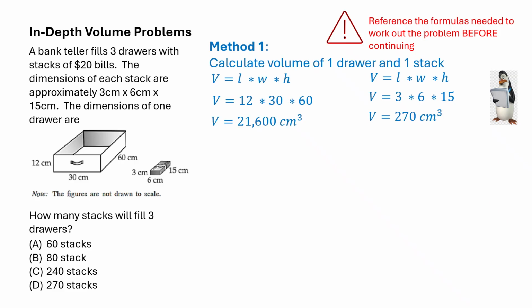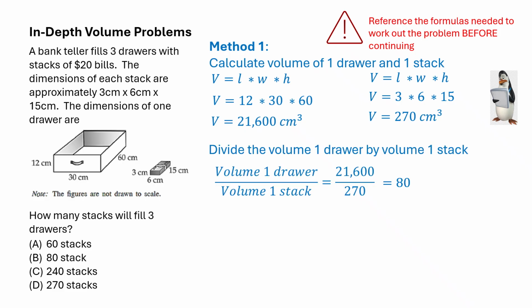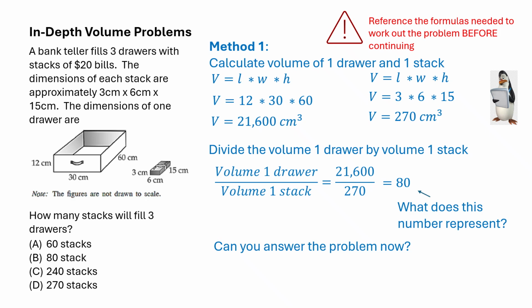First, I'm going to calculate the volume of 1 drawer and 1 stack per my picture. So that's length times width times height, with all 3 numbers multiplied together. Next, I'm going to divide the volume of 1 drawer by volume of 1 stack. This will tell me what? What does 80 represent? Can you finish answering the problem now? Did you get it right?